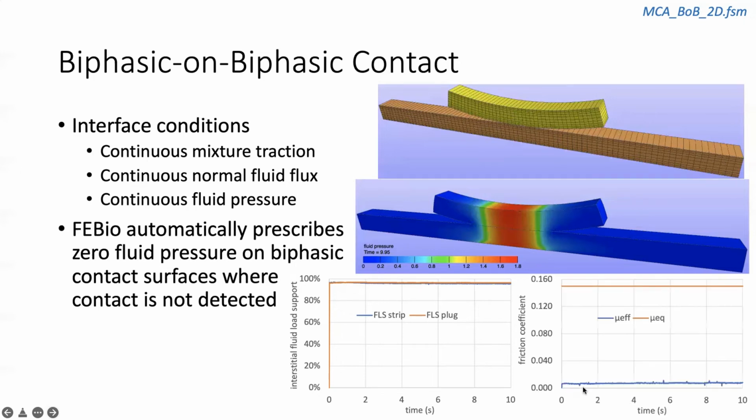And when you look at the friction coefficient here, in this case, you can see a little bit of noise, but again, remember, this is the friction coefficient compared to the value of 0.15, which is the equilibrium friction coefficient. So it turns out that the fluid load support is even higher when you have biphasic on biphasic contact, and the solid to solid contact area fraction is lower. So your friction coefficient is even lower. And this also agrees well with experiments. Okay.